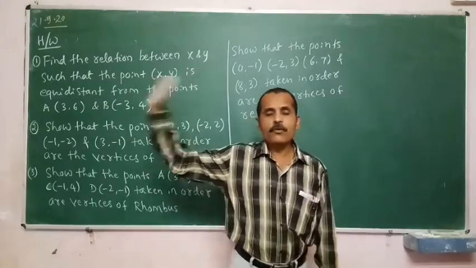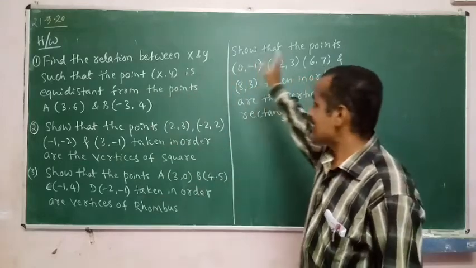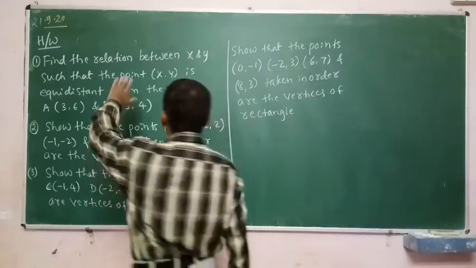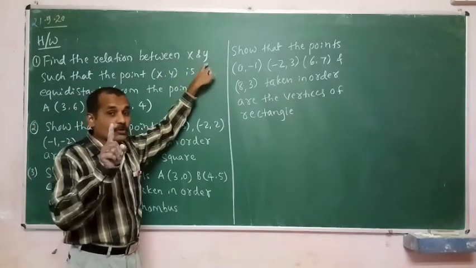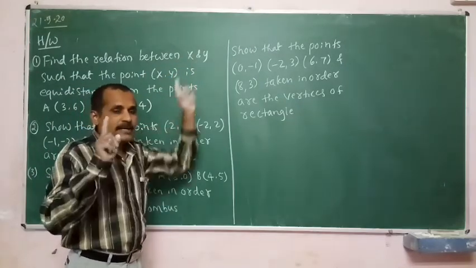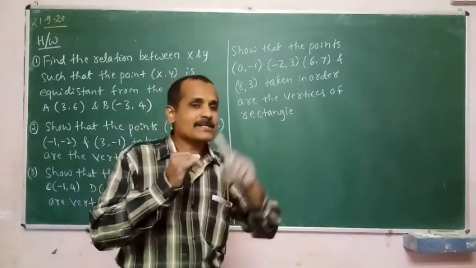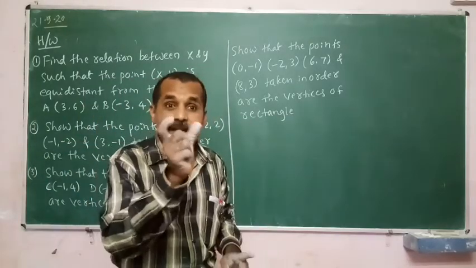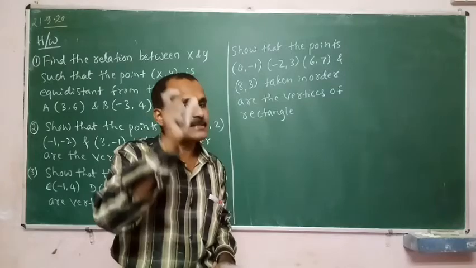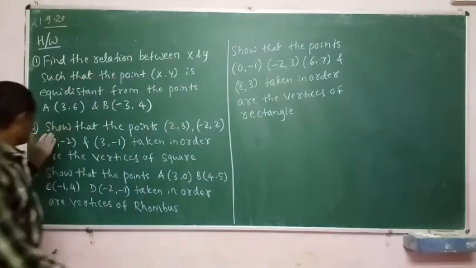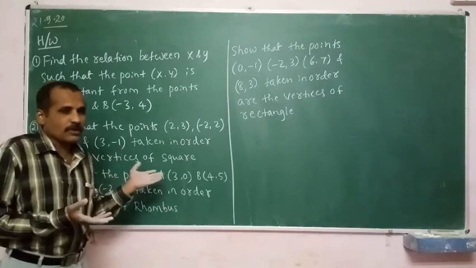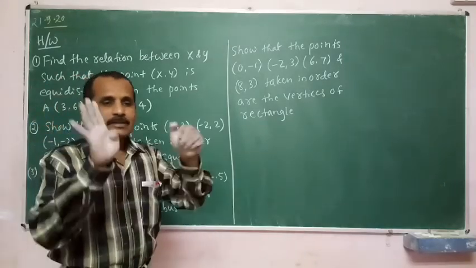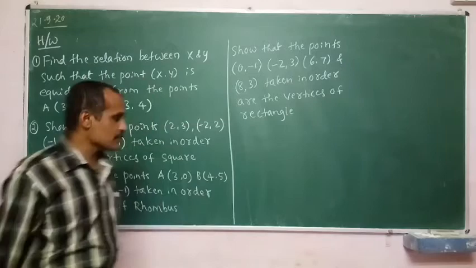These are the 4 problems I have given you as homework. The first one is find the relation between x and y. As I told you, when they ask you relation between x and y, neither can you find the value of x nor the value of y. Instead, you are getting a relation between x and y. Keep in mind. Then they told these are the vertices of a square. Already we have solved. All the 4 sides must be equal. Diagonals must be equal. Then you can say it is a square.